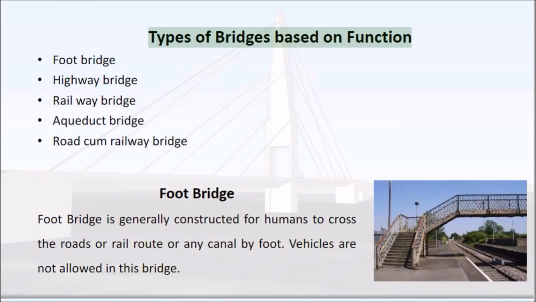Types of bridges based on function: footbridge, highway bridge, railway bridge, aqueduct bridge, road-cum-railway bridge. Footbridge. A footbridge is generally constructed for humans to cross the roads or rail route or any canal by foot. Vehicles are not allowed on this bridge.